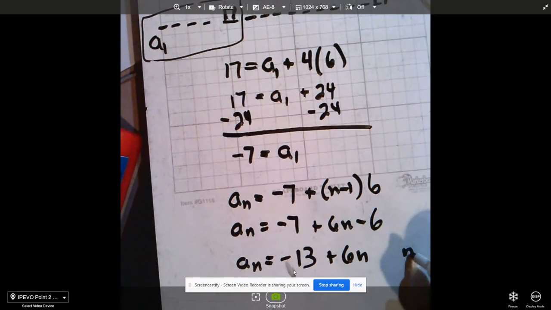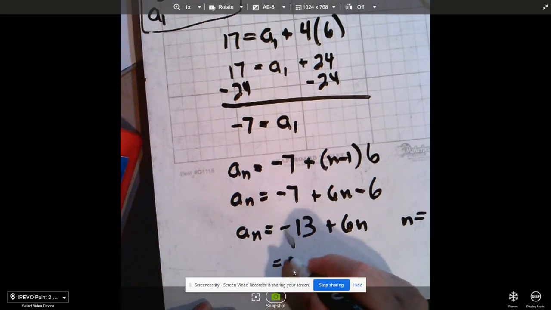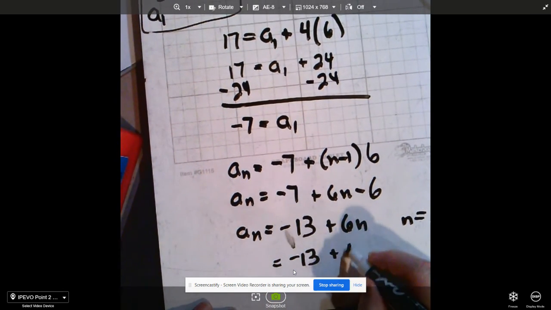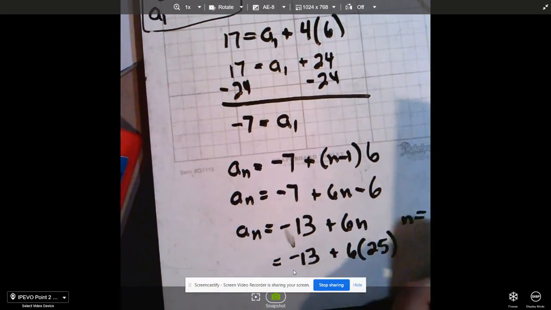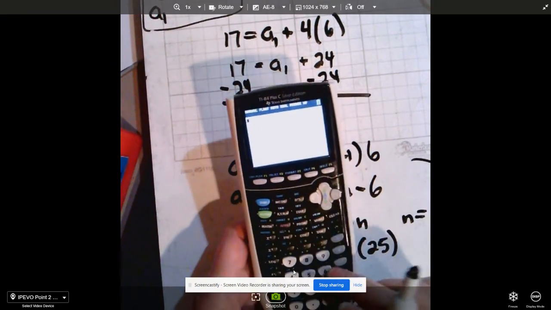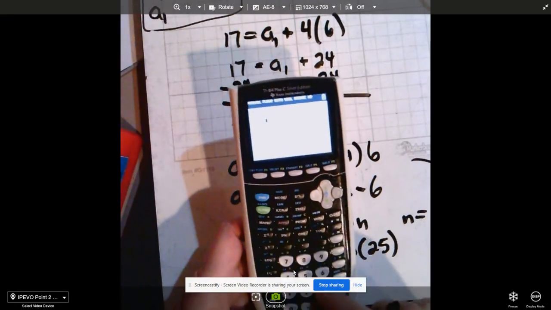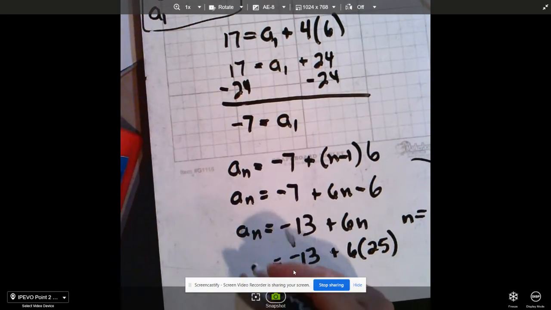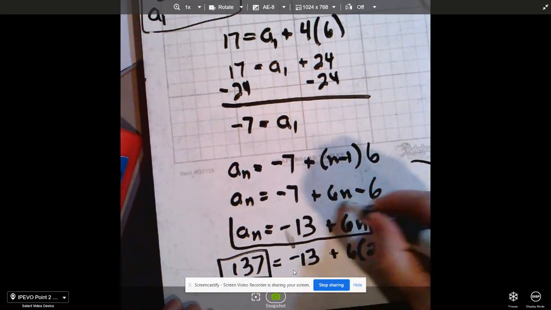Then the next thing it says, well, what about the 25th term? So what they're saying is if N is 25, what is AN? So let's go ahead and plug that in. Negative 13 plus 6 times 25. So we just have 6 times 25 minus 13, and you're going to get 137. So now you know that AN is 137, and this is the rule.